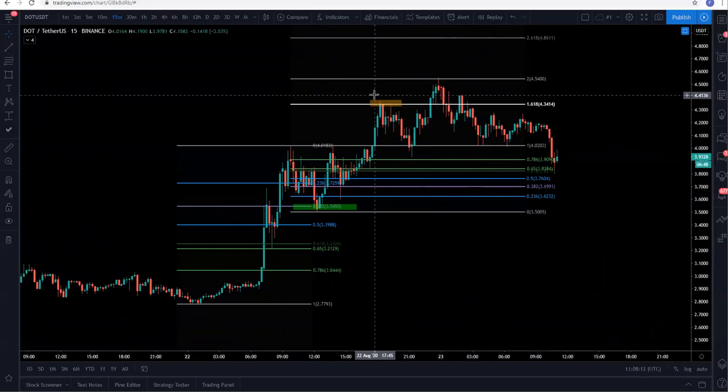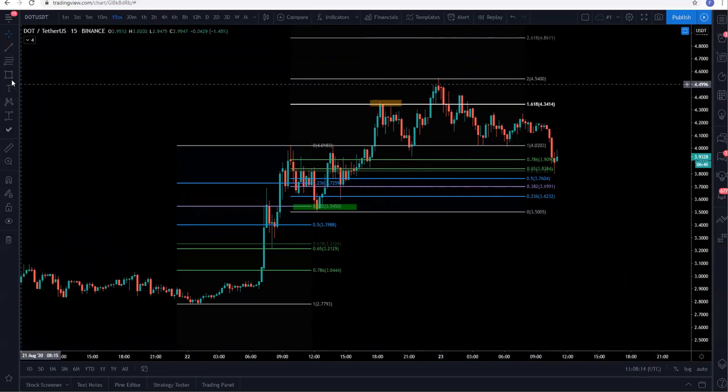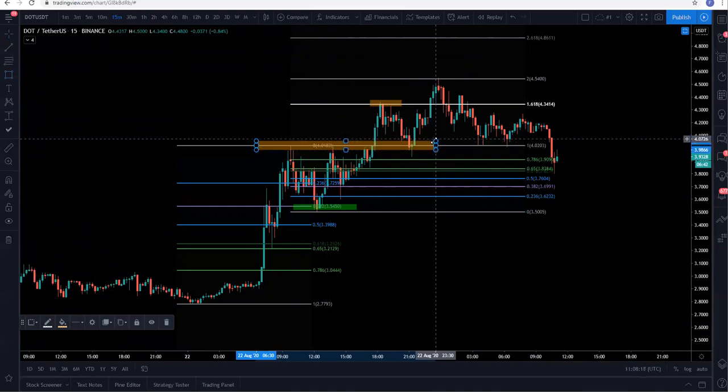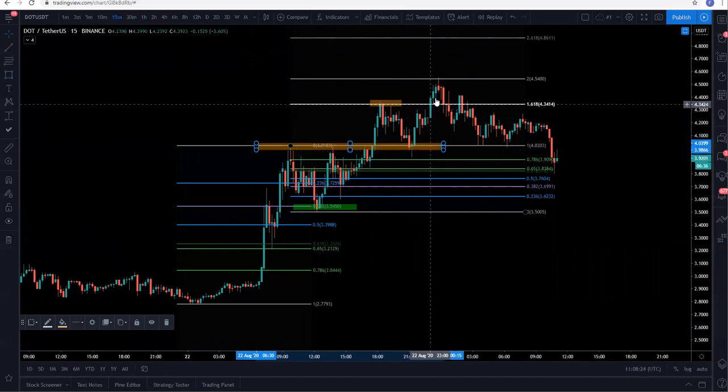Now, what happens next usually? We test the previous highs. You see, these are the previous highs. We test these previous highs, which were resistance, as a support, and we bounce one more time.